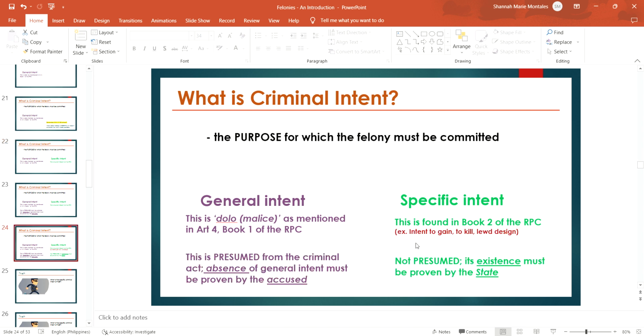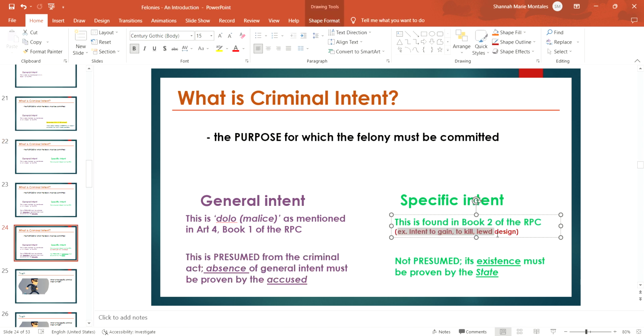At there are examples of specific intent as defined by the crime itself. So, examples are intent to gain, intent to kill, and then lewd designs. Lewd designs, ito yung makaati na utak, okay? Like, for acts of lasciviousness, in order to consummate a crime, kailangan merong pambabastos, panghahalay na purpose, okay? Or inisipan mo siya ng kabastusan, gano'n. Kailangan may lewd design, hindi siya innocent mind.